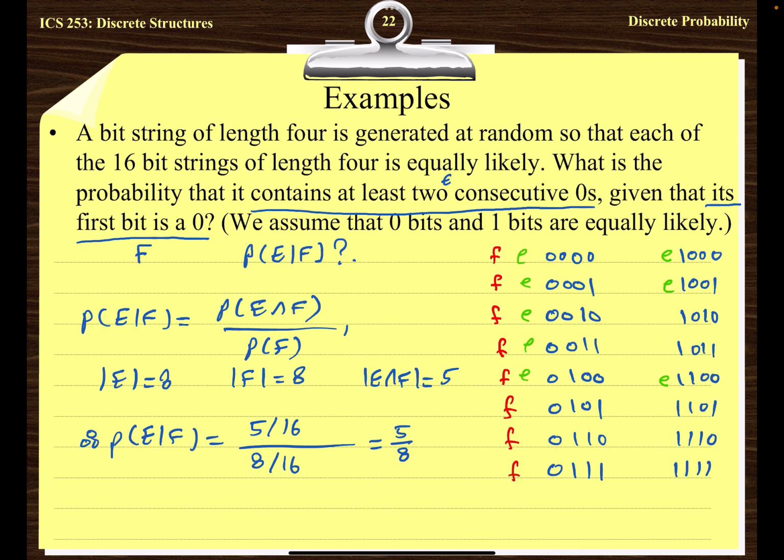Another thing, notice that the probability of E given F is equal to what? 5/8, right? While the probability of E is 8/16, which is 4/8. So the probability of E is 4/8, and the probability of E given F is 5/8. Since the two probabilities are not the same, this means that they are not independent. They are dependent. Okay, they are dependent. Is that clear, guys? Any questions so far? Okay.